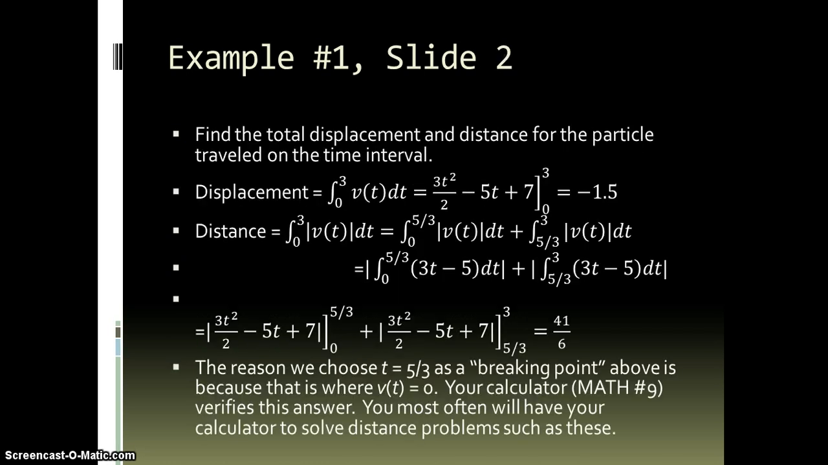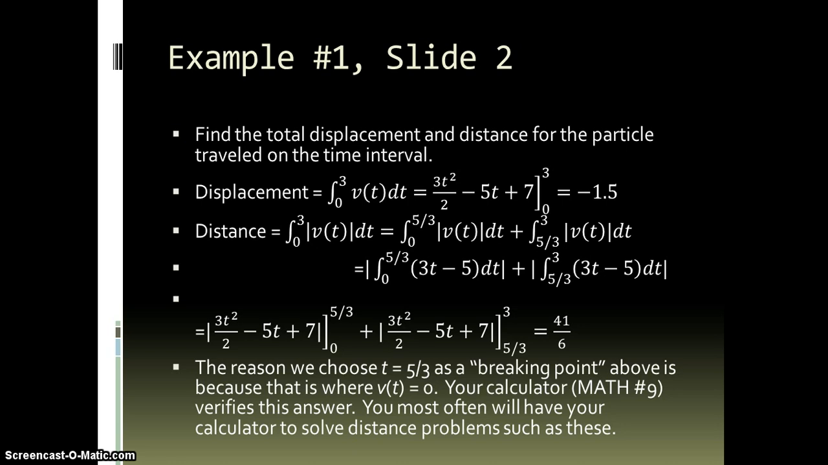Question 2. Find the total displacement and distance for the particle traveled on the time interval, in this case 0 to 3. Well, our displacement would be the integral from 0 to 3 of v of t dt. We already found our antiderivative, which was 3t squared minus 5t plus 7. All we need to do is plug in times 3 and times 0 and subtract the two of them.